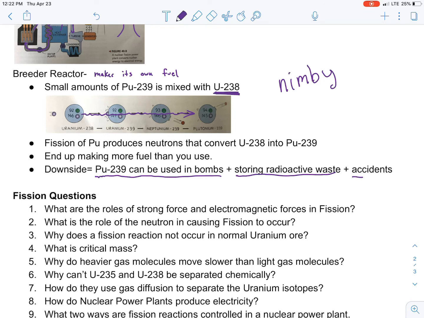And then we also have the accidents that could occur. If you have a nuclear accident, you're not talking about something that can be cleaned up in a few days, right? Chernobyl is still dangerous, and that was in 1986. So it takes a long time for these materials to get out there and change.